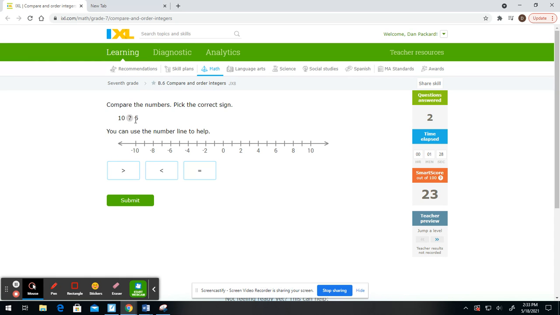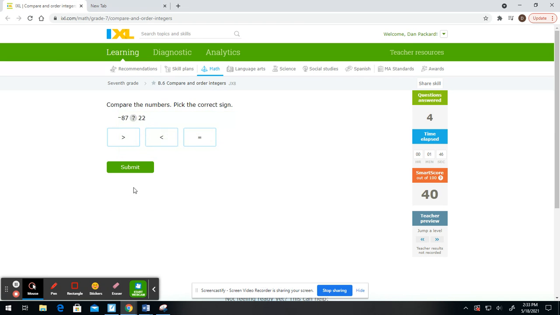Okay, again, 5 is smaller than 10. So if you replace the arrow here, right, it's going to point to 5. Okay, again, negatives are always smaller than positives, right, even if you plot them. So the arrow points to the smaller number. Okay, now we don't have a number line. You can make a number line if you want. But again, this one's negative, this one's positive, so the arrow is going to point to the -87. -87 is less than 22.